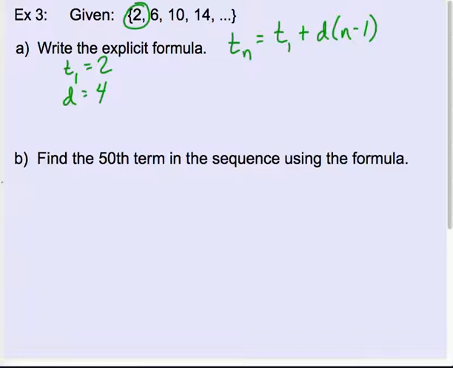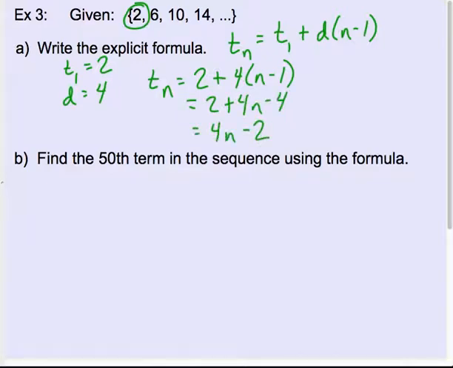And then to write the explicit formula, you're going to have a variable. N is the number of the term we're looking for. We don't know that when we write the formula. So we substitute what we do know. And I would simplify this, using distributive property and combining like terms. So this is our explicit formula. T sub n equals 4n minus 2.